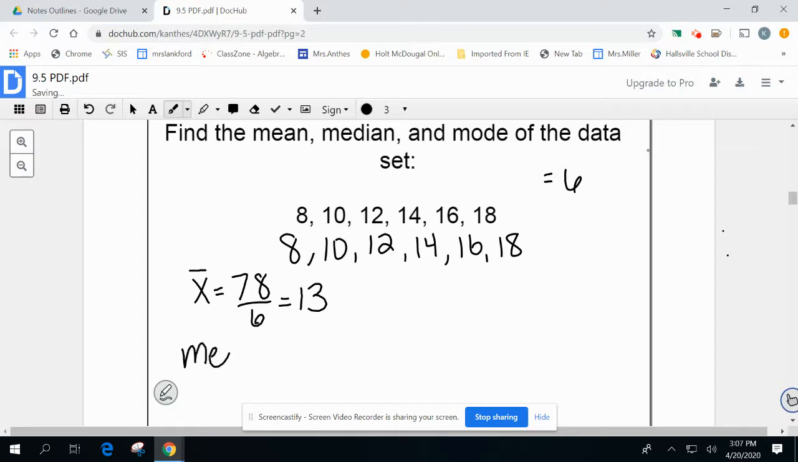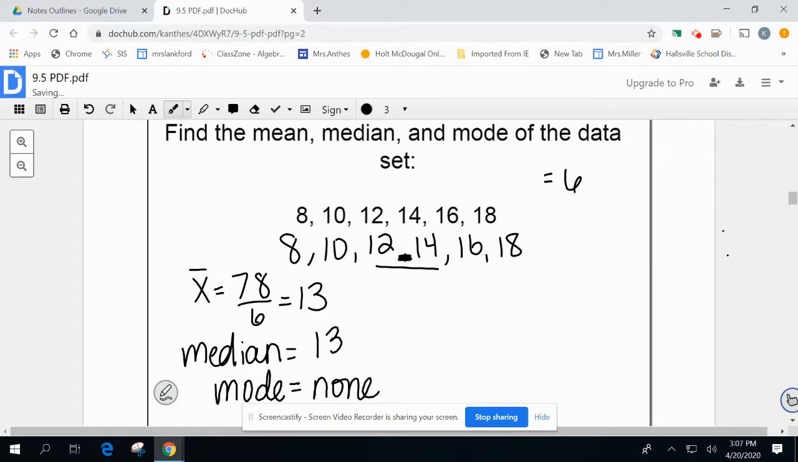My median, I actually have 2 numbers in the middle. So I have to find the median between 12 and 14. I can either add up 12 plus 14 divided by 2, or since there's only one number missing right here in the middle, I know that that's 13. For the mode, there are no numbers that appear more than once, so it would be none for the mode.